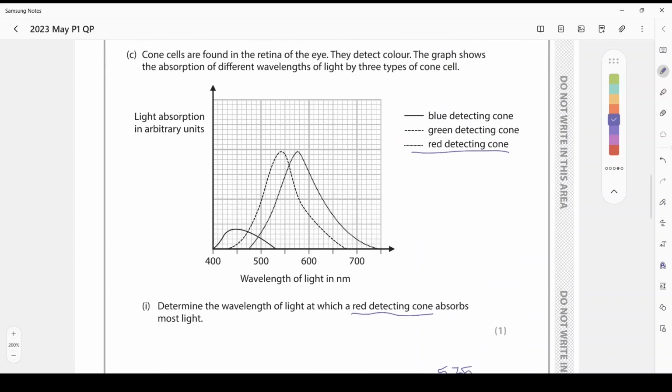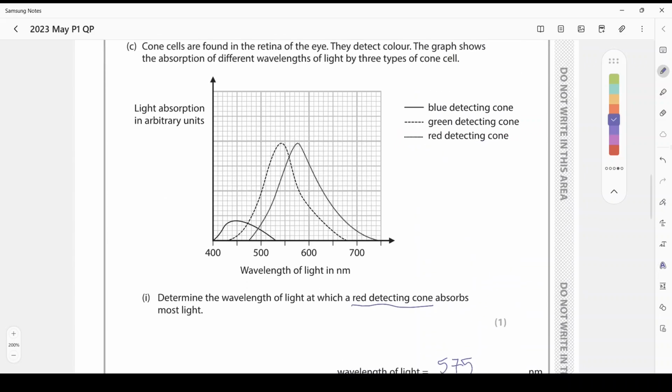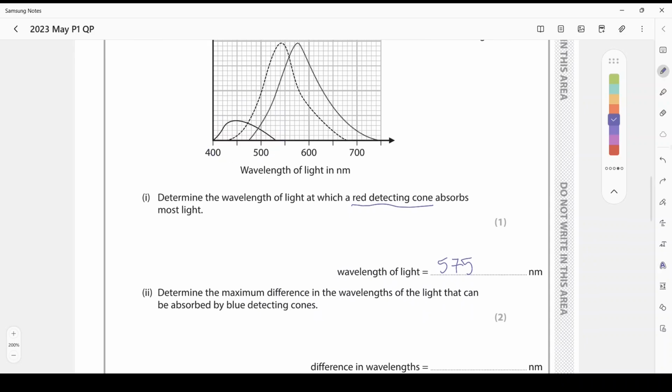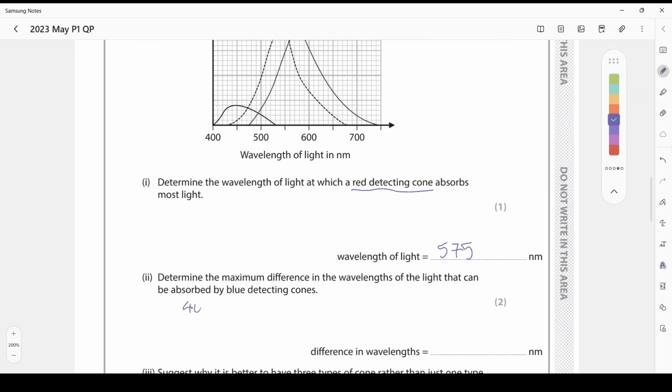Determine the maximum difference in the wavelengths of the light that can be absorbed by the blue detecting cones. Okay, so the blue detecting cones are the solid line. So we can see it goes from, it's this line that you see there. You can see it goes from 400 to 1, 2, 3, so that's 530. So 530 minus 400 gives you 130. So let's write 130 nanometers.